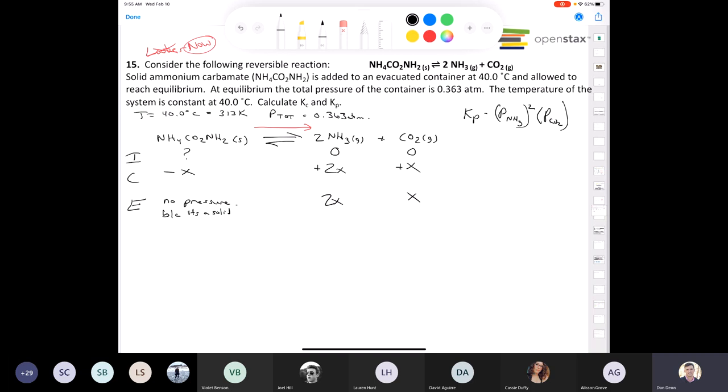atmospheres. Do you guys remember Dalton's law of partial pressures? Okay, and mole fraction. Well, if I have a mixture of gases, and these are the only two gases, the ammonia and the carbon dioxide, when I total those up, if I add these two together, I get 3x is equal to the total pressure. So that means 3x is equal to 0.363 atmospheres. So that means that x is equal to 0.121 atmospheres. That tells me that at equilibrium, the pressure of my CO2 is 0.121 atmospheres, and the pressure of my ammonia is 2 times 0.121. If you have 0.121 and you double it, what do you get?